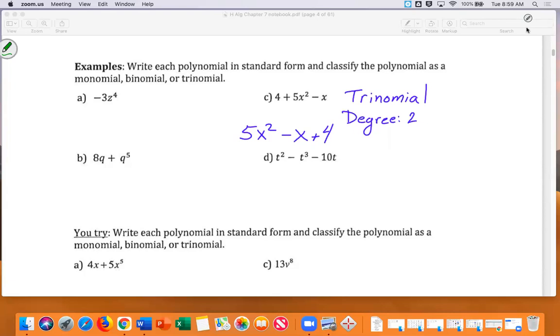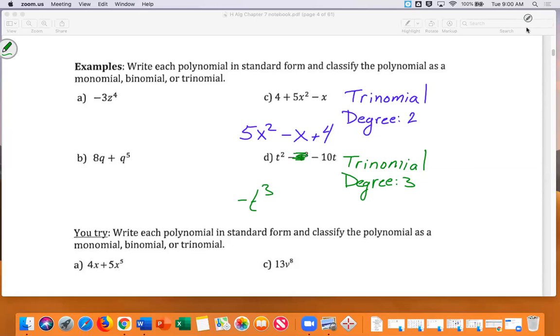So D is also a trinomial. Tristan, what is my largest exponent? So my degree is 3. Now to write this in standard form, Tristan told me my degree is 3, so I'm going to write that term first, and I'm going to bring with it the number out in front. Notice the number out in front is that negative. So I'm going to bring out negative t cubed.